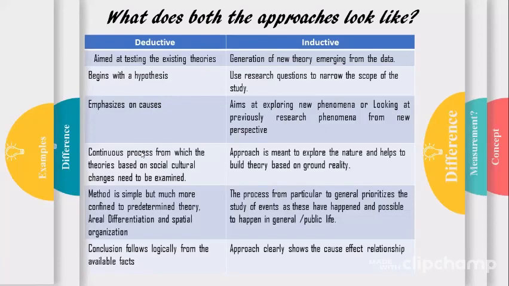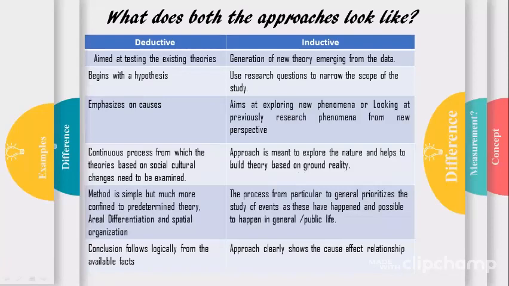This is a continuous process. And here, this approach is meant more for building the theory at a later stage. This method is much more simple, but it is confined to some predetermined theory. This process is from particular to general. This studies the various events as they occur. So these are the various differences between deductive and inductive approaches.